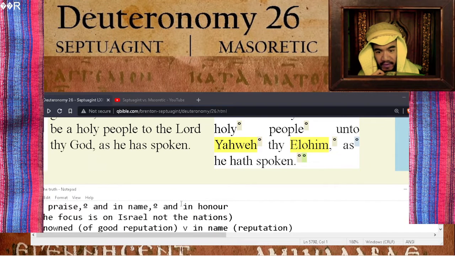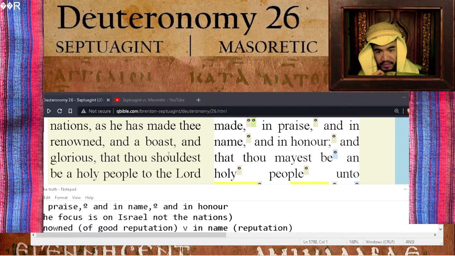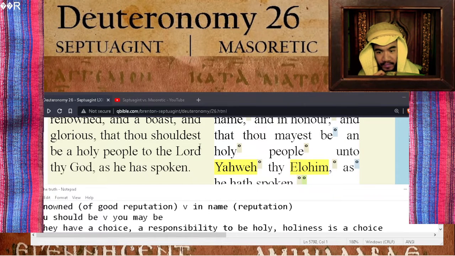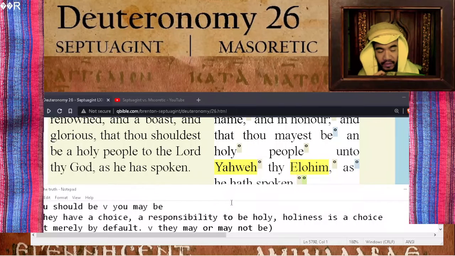And the word renowned means of good reputation. He has made them of a good reputation versus and in name, so reputation. It's just having a reputation. You should be versus you may be. So they have a choice, a responsibility to be holy. Holiness is a choice that we have to make. It's not merely by default versus, they may or may not be the holy people.